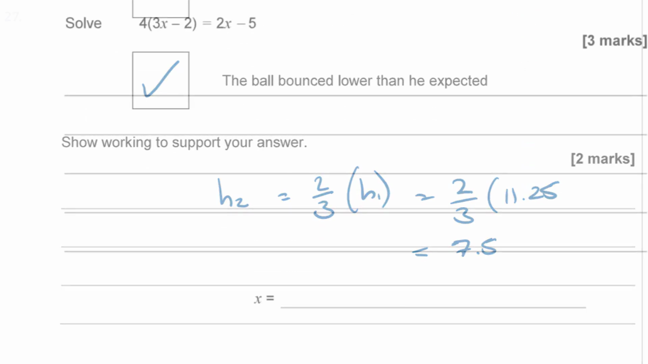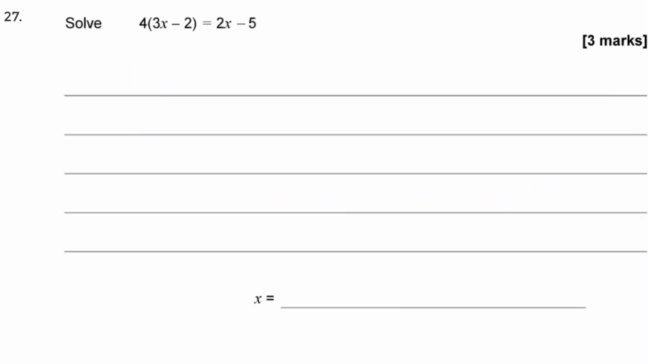Okay, job done. Solve 4 lots of 3x minus 2 is equal to 2x minus 5. Okay, so let's just write down what we've got to start with. Probably the easiest way is to multiply out the brackets. So 4 times 3x and 4 times minus 2, which gives me 12x minus 8.